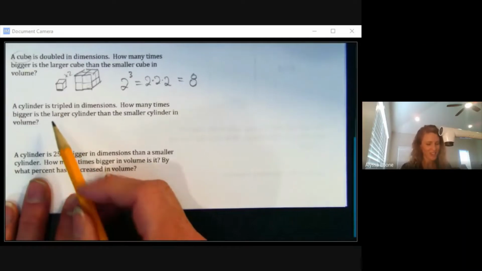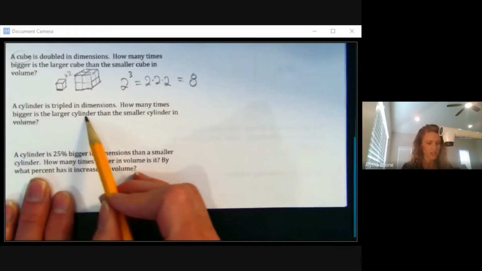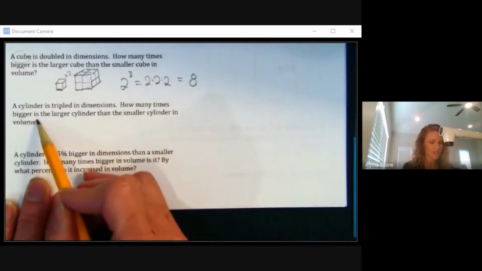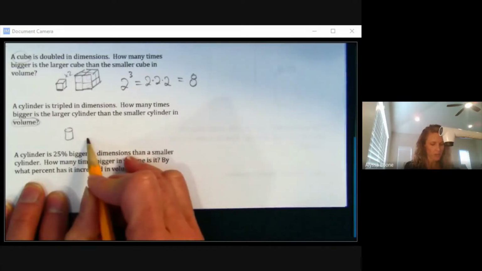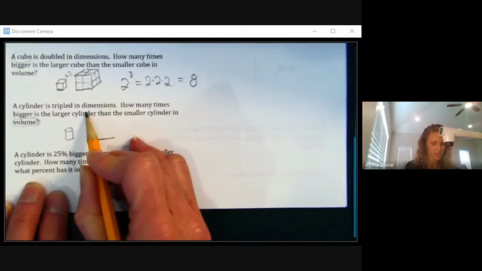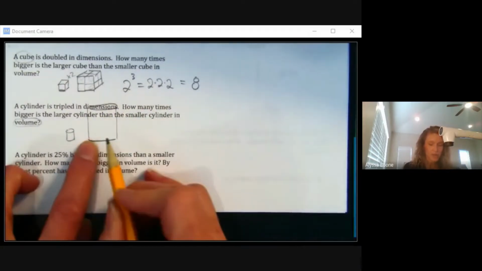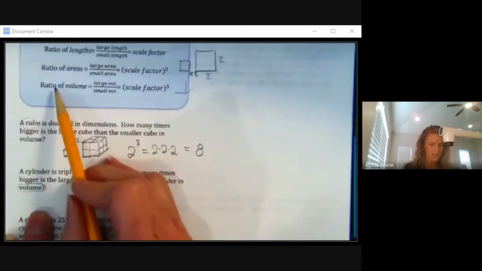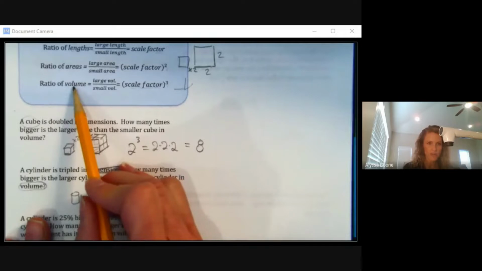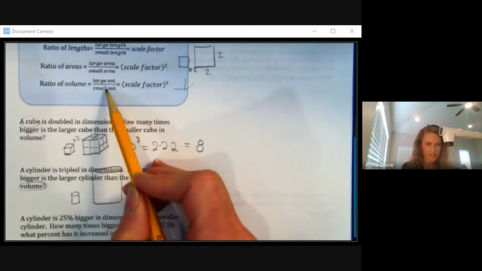A cylinder is tripled in dimensions. How many times bigger is the larger cylinder than the smaller cylinder in volume? So I've got a small cylinder. I make it 1, 2, 3. So let's just kind of estimate about 3 times, I'm going to run out of room, 3 times wider, 3 times taller. So this is going to, again, apply to our law that says the ratio of volume, in other words, the larger one divided by the smaller one. How many times bigger is the larger one?